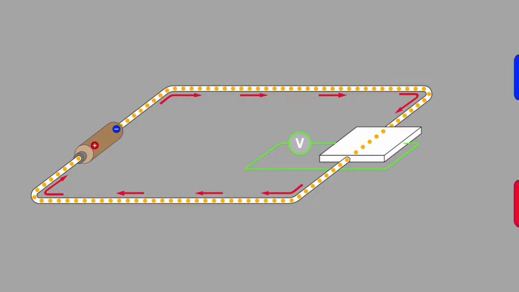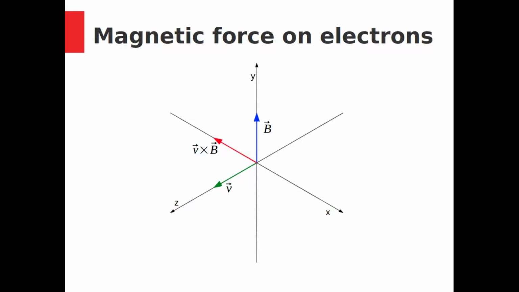Now, let's see what happens when a magnet is placed around the plate. The magnetic field is pointed in the positive y direction. According to the right-hand rule, and try this out yourself, if the velocity is in positive z and the magnetic field is in positive y, then v cross B is in negative x.